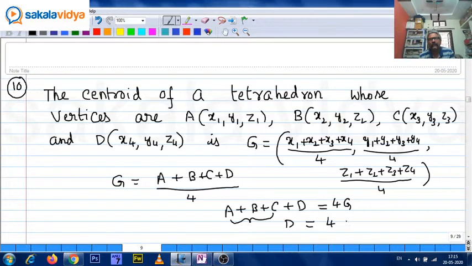D equals 4G minus, you remember now, D equals 4G minus of A plus B plus C. Okay.